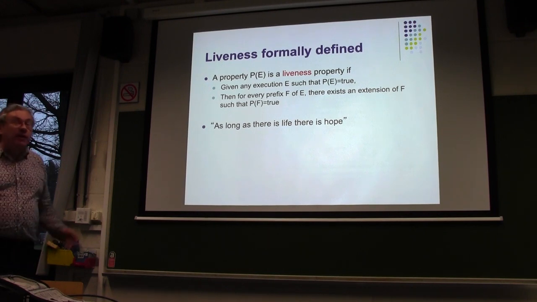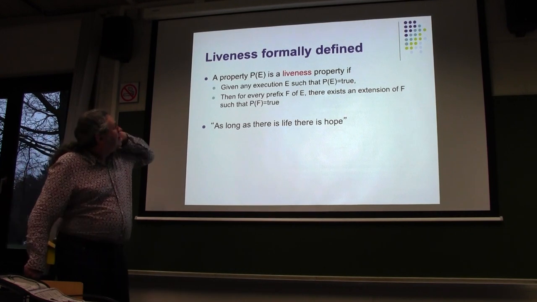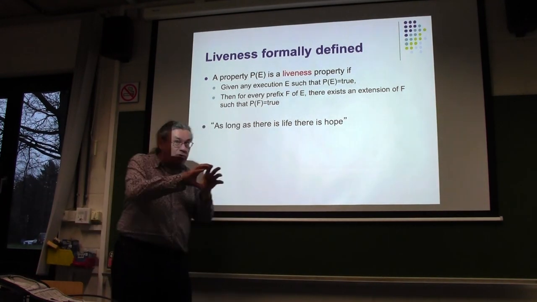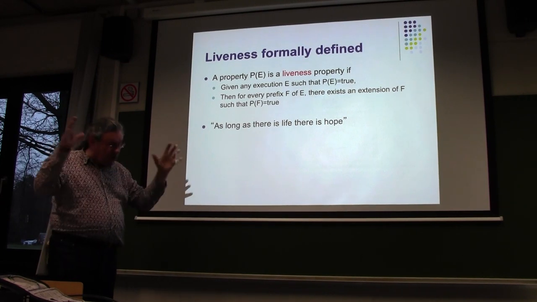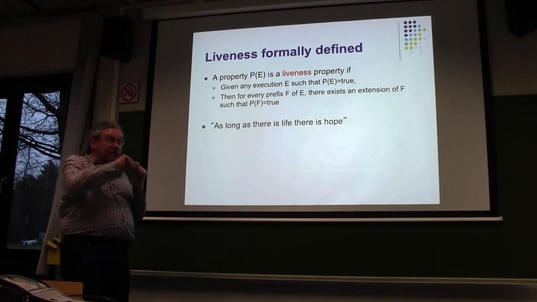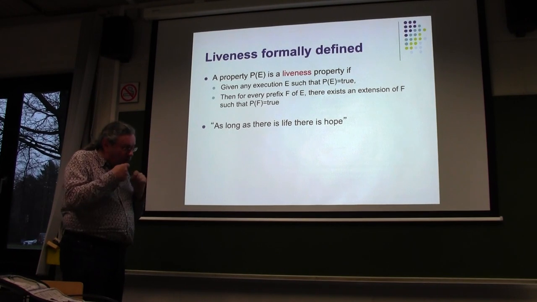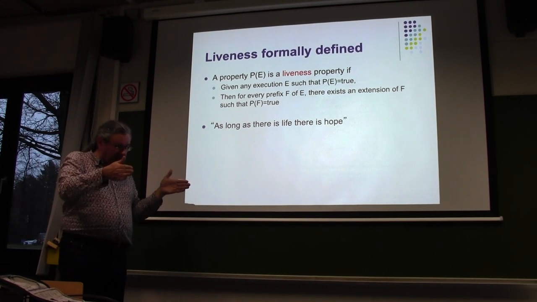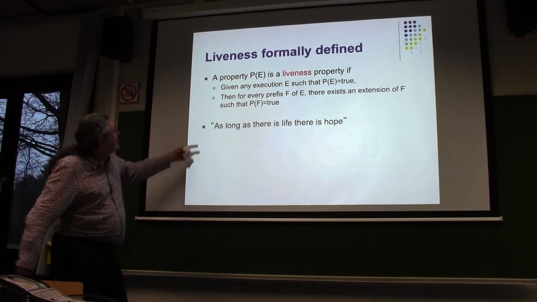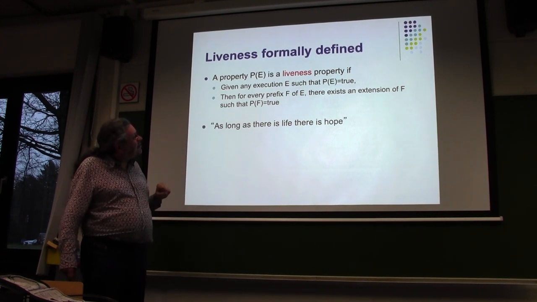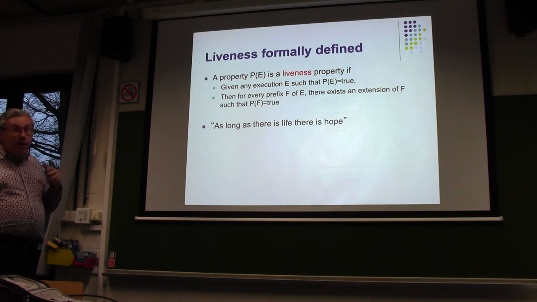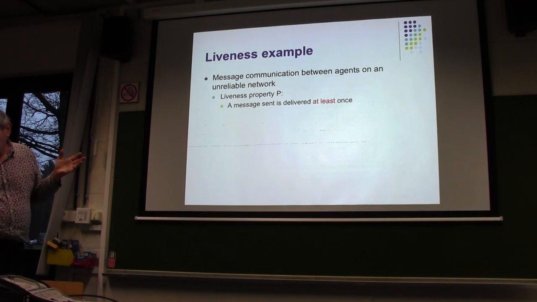Now I go to liveness, which is the other side of the coin. So here is the formal definition. Given an execution where liveness is true, so we're looking at the whole execution, that means that for every prefix, there exists an extension such that it's true. That means you could always make it true. If you have a prefix and it's not true yet, you can always find a way to make it true. You could say something like, as long as there's life, there's hope. As long as the system is running, it has the ability to make the thing true, no matter what happens in the prefix.